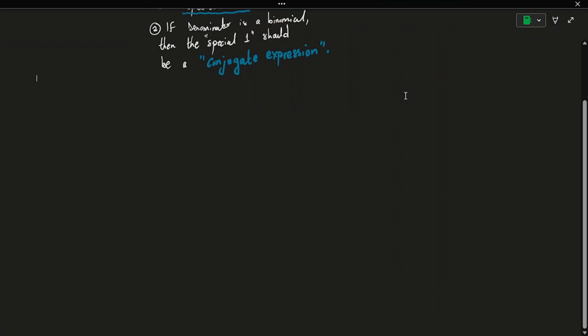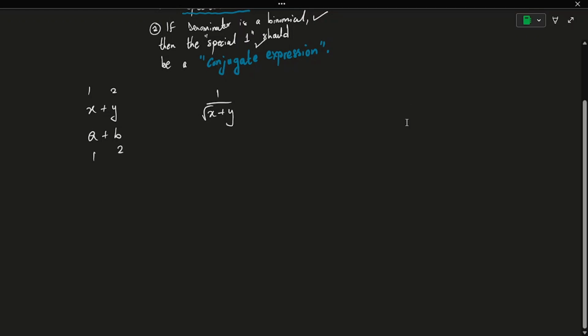So what is a binomial? A binomial just means an expression with two terms. So this means x plus y is a binomial. A plus b is a binomial because you have term number one, term number two. So what we're saying is if the denominator has two terms, for example, if you have 1 divided by x plus y, or 1 divided by the root of x plus y, then the special one should be a conjugate expression. So now we already know what a binomial is, and we know what a special one is. Now, what is a conjugate expression?